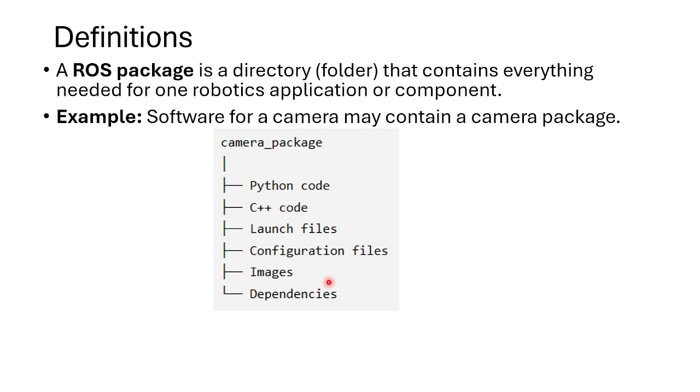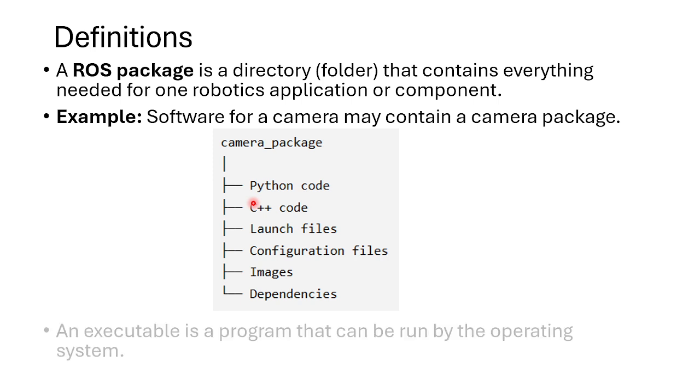The files can be different, like Python code and images. Those are different, but they are relevant because together they serve a single purpose, for example, to establish the functionality of a camera. So that's why they are put together in a single folder or directory, and that folder or directory is actually called a package in ROS.